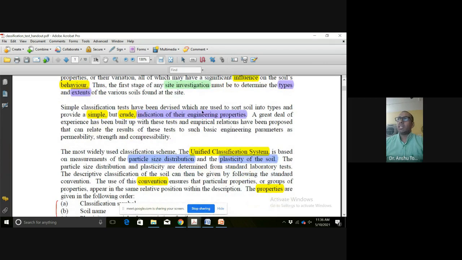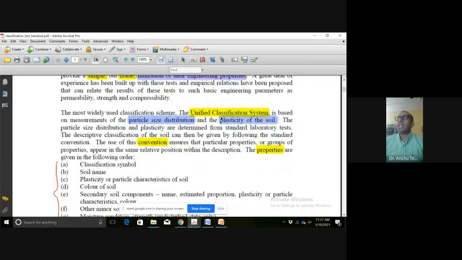So simple classification tests have been devised to sort soil into types. Whatever these soil classifications are, they give an idea about the behavior of the soil. But as it is written, it is simple, crude and only an indication of the engineering properties. But it is very close to actual engineering properties. If you do it with a better instrument or go into more depth to obtain the same parameters, it will come close to these crude experiments.